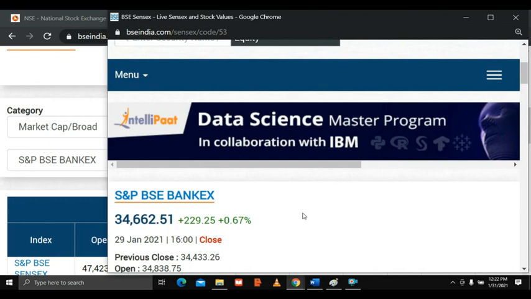My question is, what is the use of doing it like this? And I will ask you, why are we using Sensex?